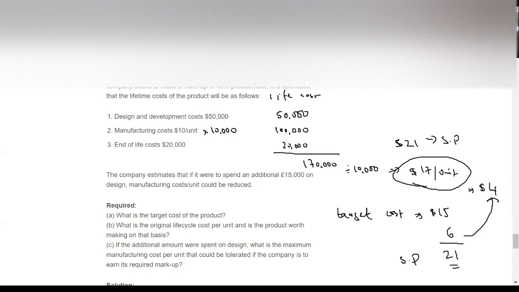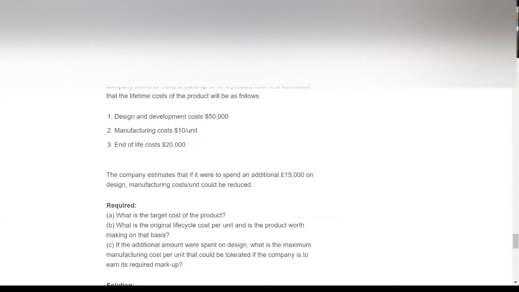And now we will move on to the third requirement. As per the third requirement, it is being asked that if additional amount was spent on design of the product, then what is the maximum manufacturing cost per unit? Because it was mentioned that if we spend additional cost, manufacturing cost can be reduced. That could be tolerated if the company is to earn its required markup, which we said is 40%. Okay, so let's see what will happen if the additional cost is spent on the design phase.